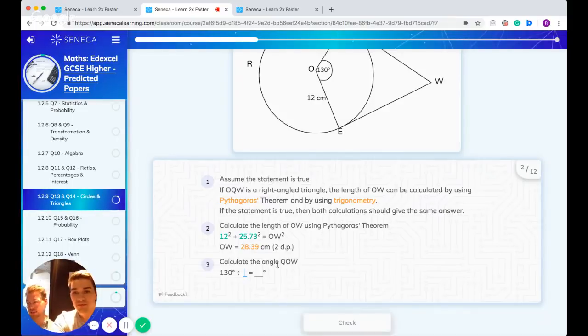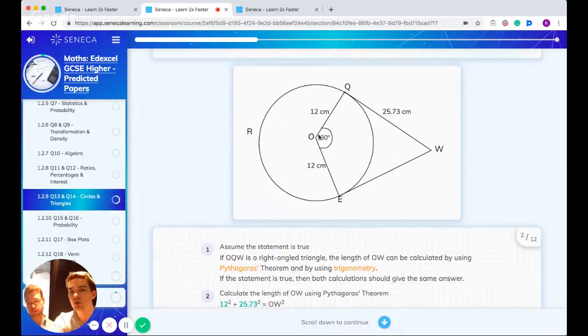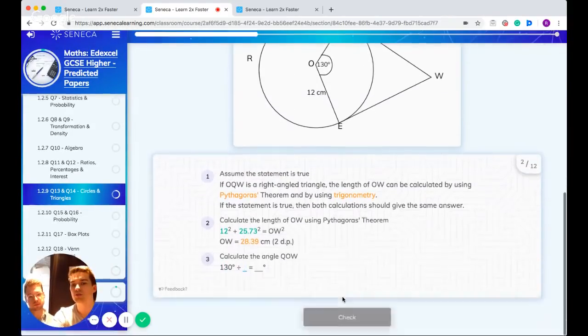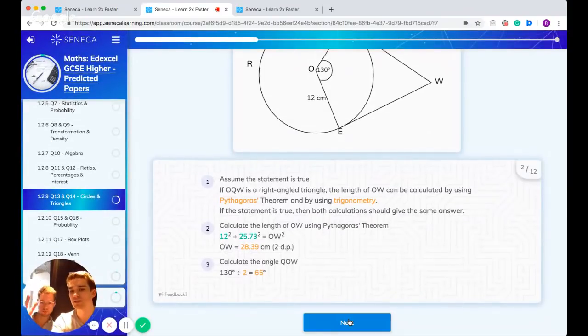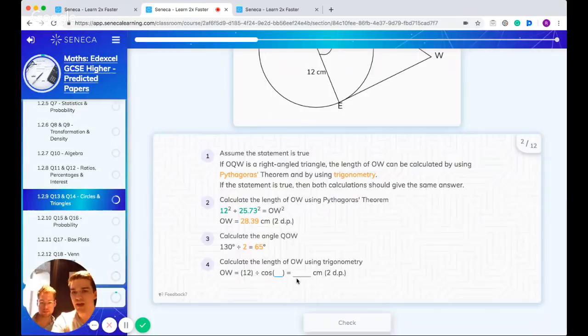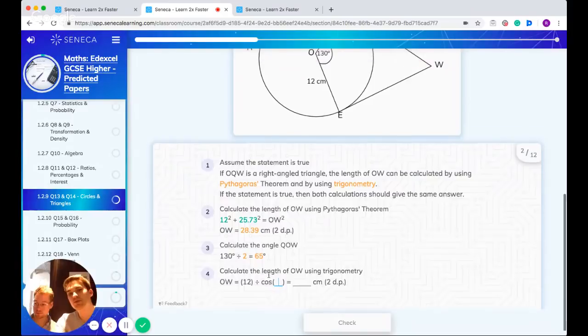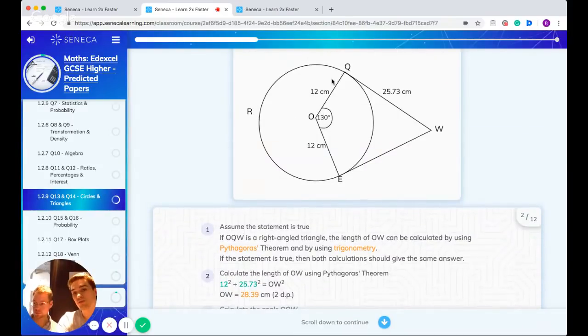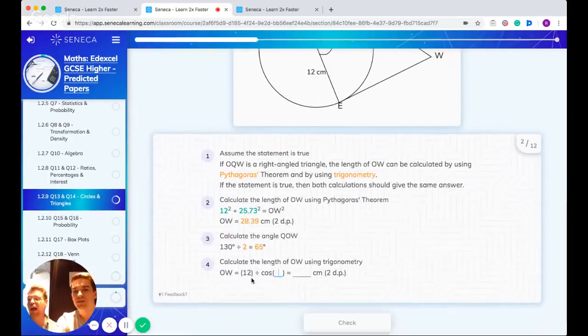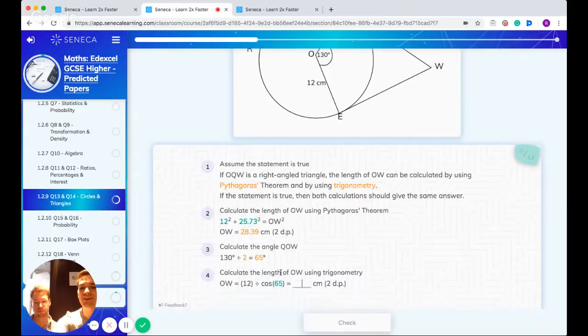And then you calculate the angle. That's going to be QOW, to start doing it with trigonometry. You divide by 2, so 130 divided by 2 is 65. Then you can work it out using your SOHCAHTOA. We're going to use cos, because the side we've got is the adjacent, and we're trying to find the hypotenuse. So CAH, adjacent hypotenuse. If you work that out, you do 12 divided by cos of 65 to find the hypotenuse.